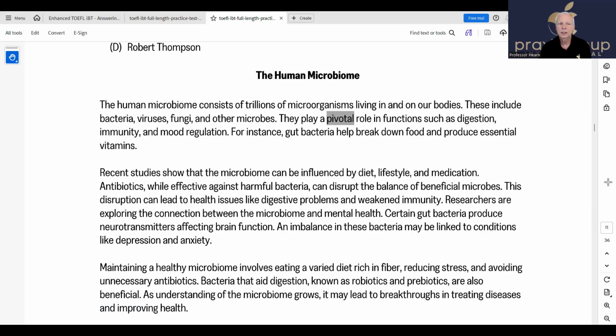Okay, title aside, but where do we find the word microbiome in this passage? I find it here. Now, if you read the sentence containing this word, it states recent studies show that the microbiome can be influenced by diet, lifestyle, and medication. Well, this one sentence doesn't help us to answer the question of a connection that researchers are making with the microbiome. So, as we have in the past, read the related sentence. And the related sentence states, antibiotics, while effective against harmful bacteria, can disrupt the balance of beneficial microbes. Again, we still don't have enough information.